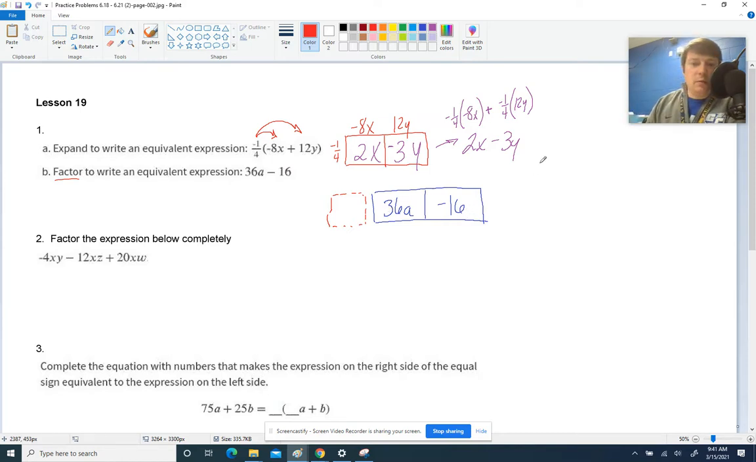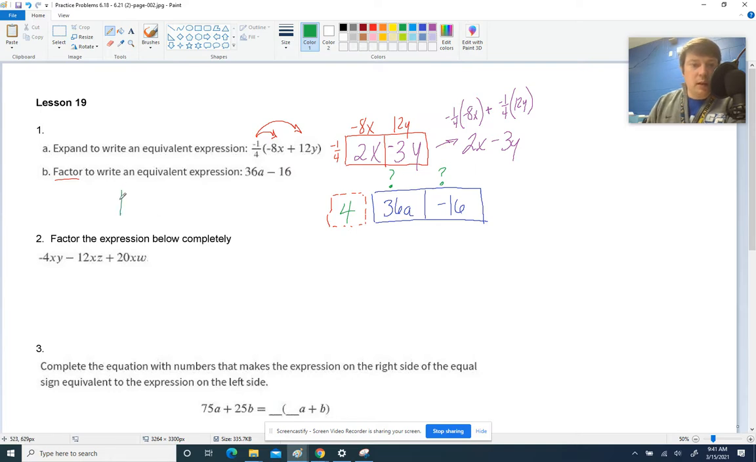In this particular problem, I'm going to choose the number 4 because I know that 4 will go into this, and I know that 4 will go into that. 4 goes into 16 4 times, and it goes into 36 9 times. So I'm going to choose the number 4 as my common factor. And then you just have to ask yourself, what times 4 would give me the area here, and what times 4 would give me the area here? That's going to be our two parts inside of our grouping.